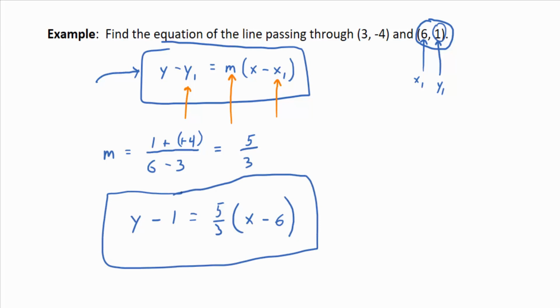If you wanted to change it to slope intercept form, you solve it for y. Okay? So just like the last problem, you'd have to multiply out the 5/3 and then add the 1, find a common denominator, add the 1, okay? But I'm going to stop there. I'm going to leave it in point slope form in this one.